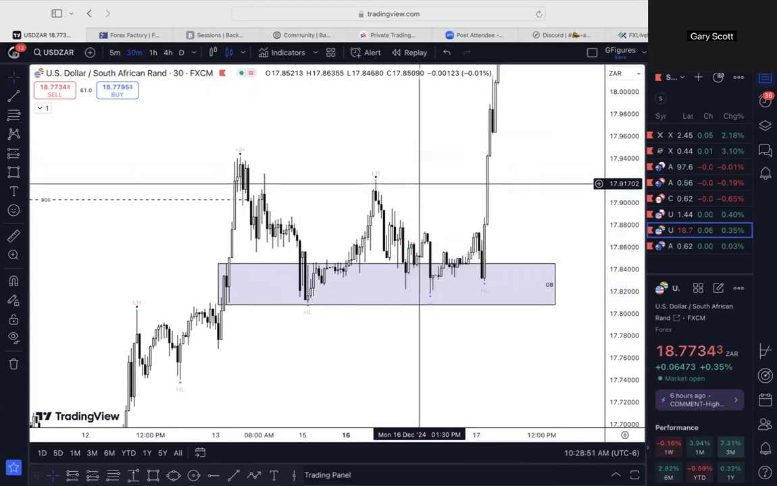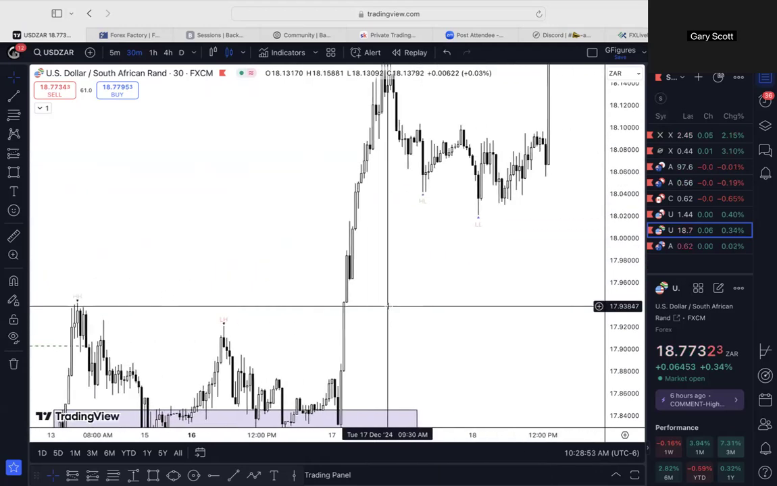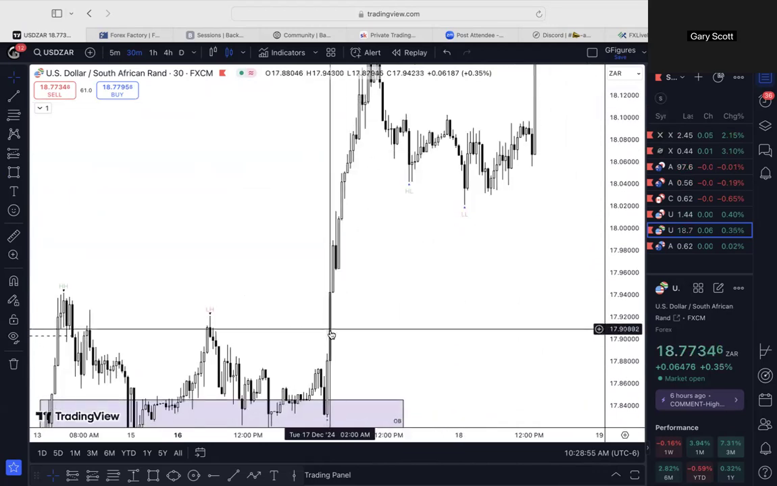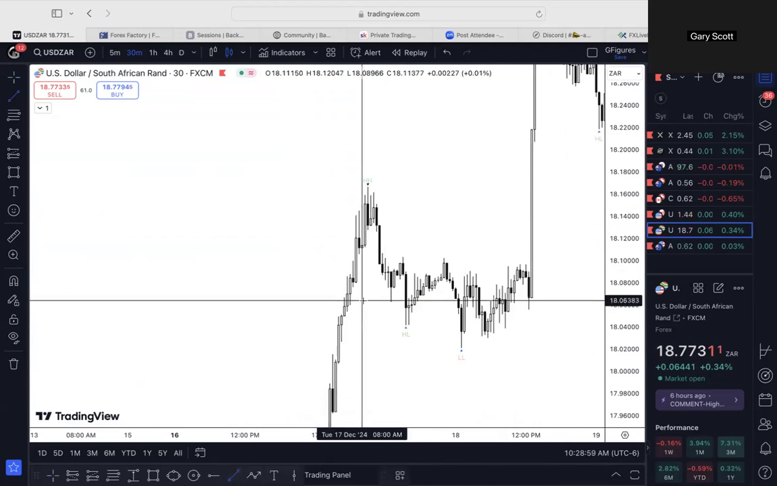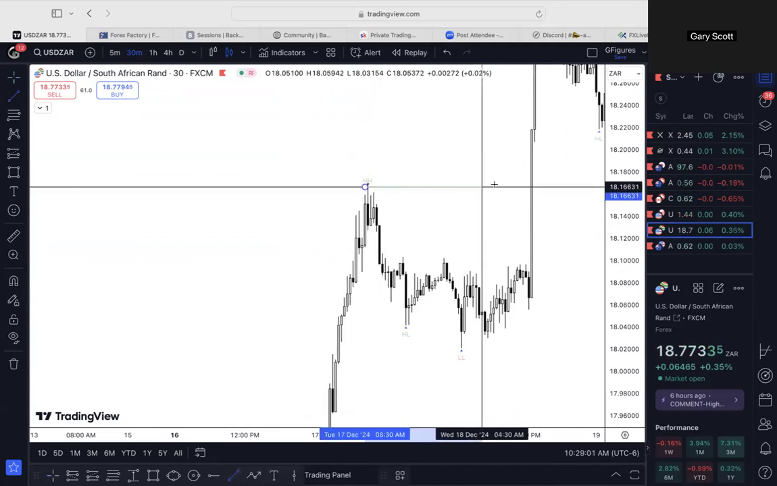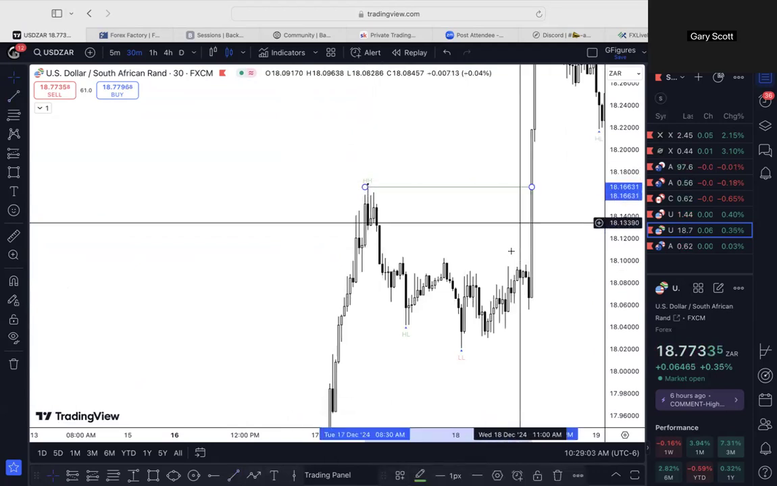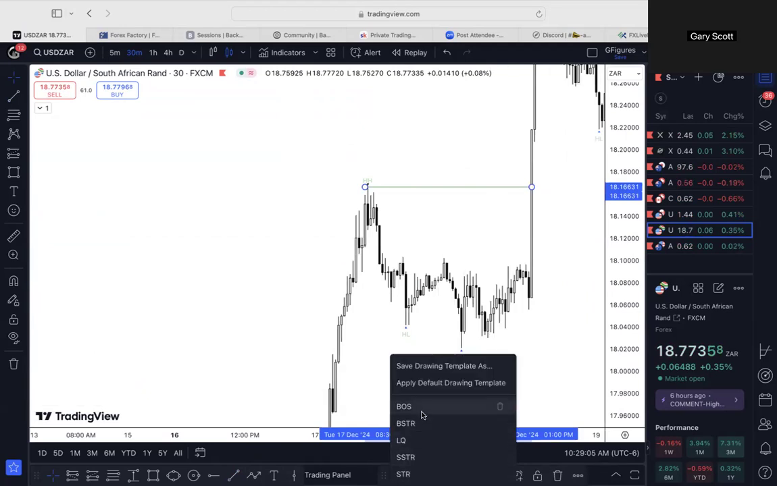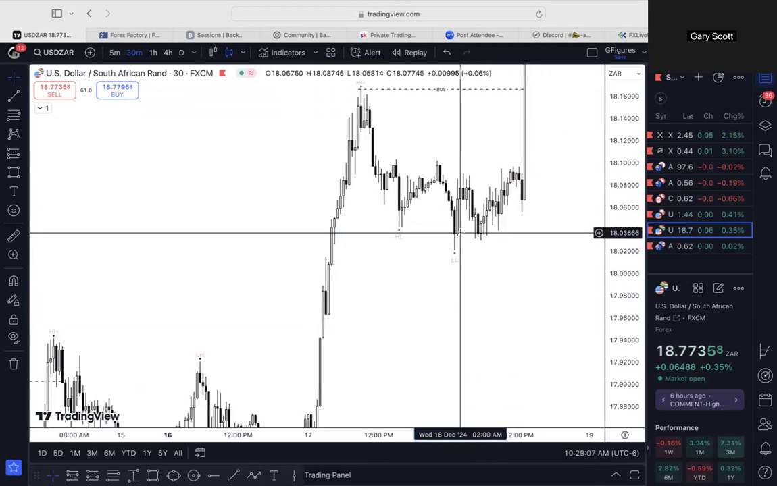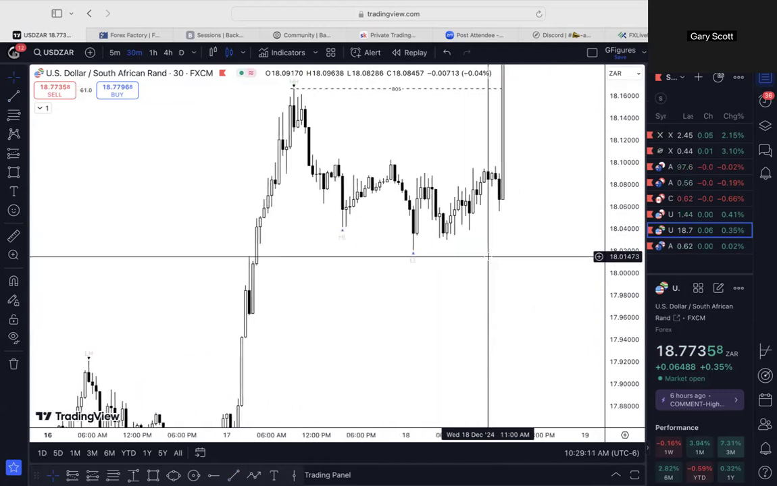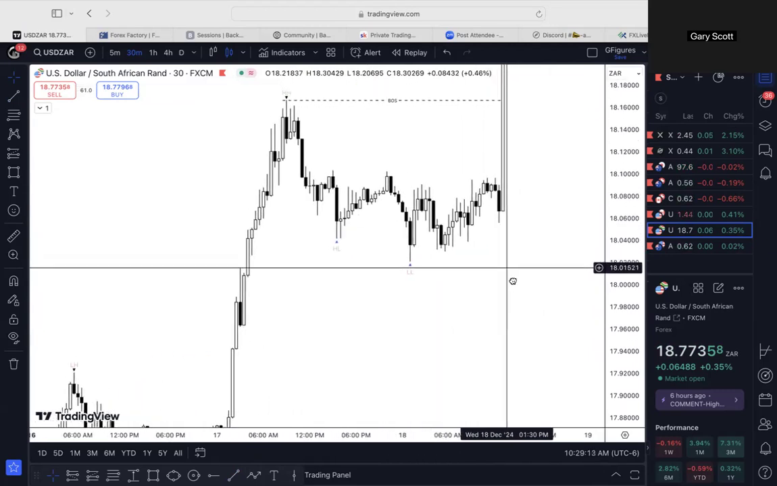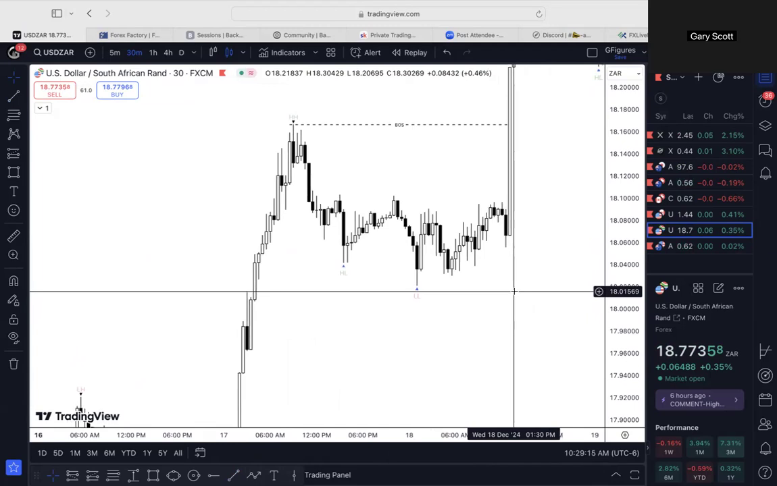Let's scoot up. Price shot up to the upside and created a new high. We eventually end up getting that break of structure, but when price creates that new high, it's looking to retest. Again, where are the levels that it can retest to? A fair value gap, an order block, or a structural level.